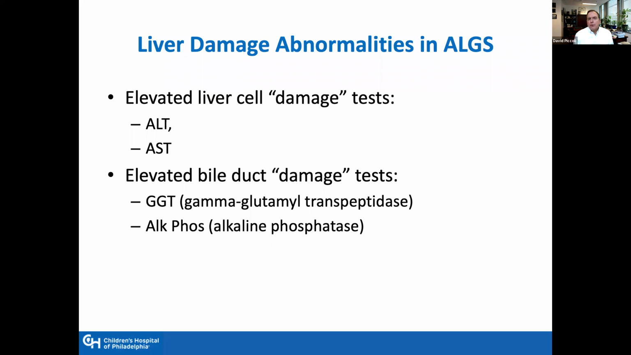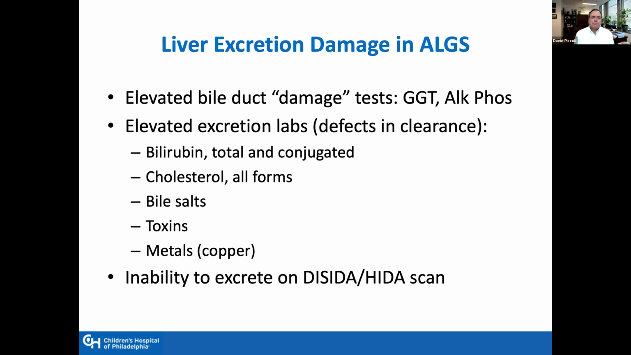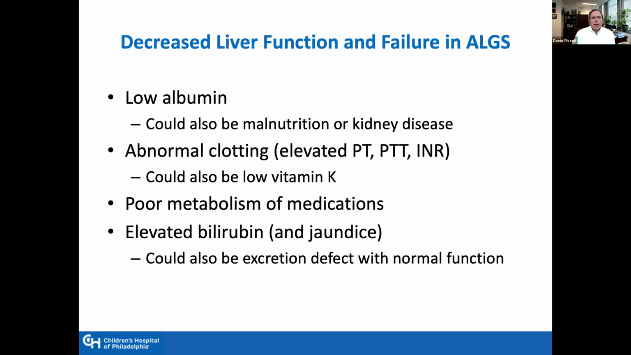So the elevated liver cell damage tests, ALT and AST, and the duct tests, GGT and ALK-Phos, are damage, and everybody calls them liver function tests, but they're not really function, okay? So the liver function tests are a low albumin. The liver can't synthesize blood proteins, abnormal clotting. And in Alagille, that's complicated because the clotting might be abnormal because the liver can't make most of the factors, or it might be abnormal because it's low in vitamin K. And that's the much more common scenario.